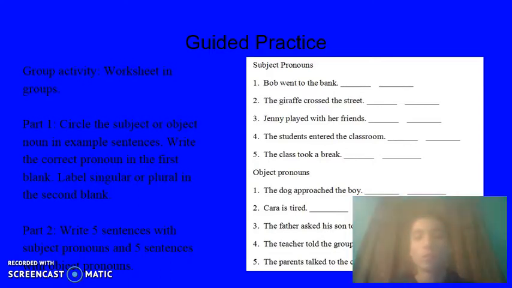For the first object pronoun sentence, number 1, the dog approached the boy, students could write it to replace the dog, and singular in the second blank. The second part of the group activity is for students to write 5 sentences with subject pronouns and 5 sentences with object pronouns that they have made themselves.